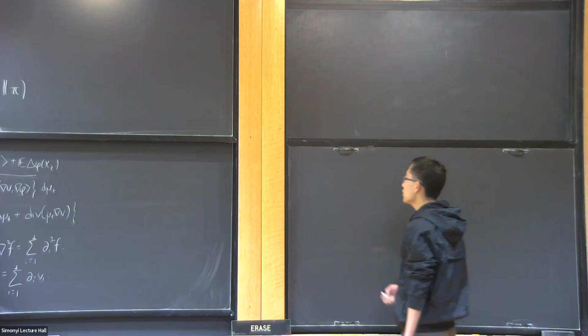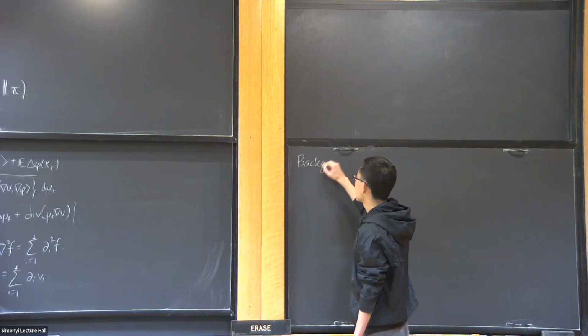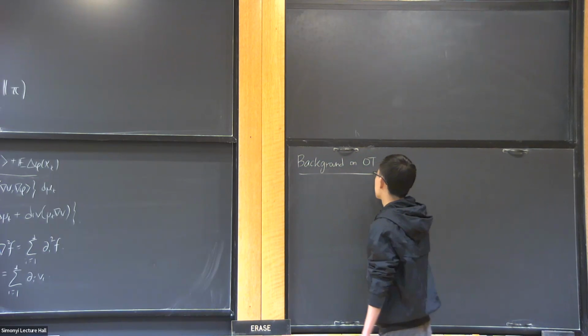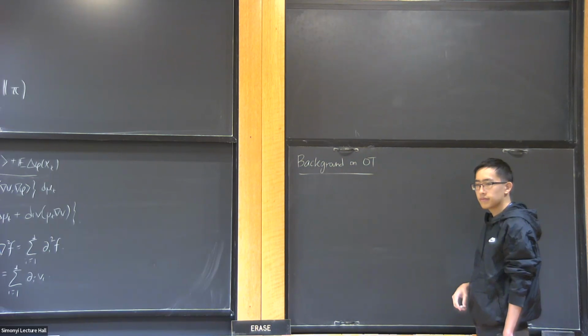Okay, so let's now discuss optimal transport, which will provide us our geometric understanding of these dynamics. So at this point, you just derived the formula for the evolution of mu_t, of the measure of the law.